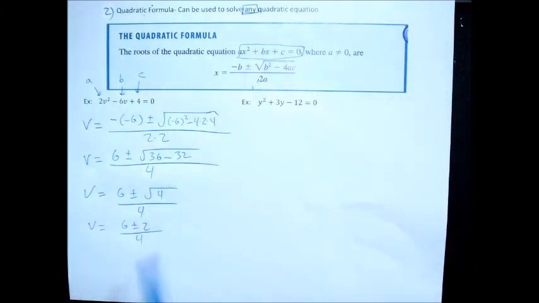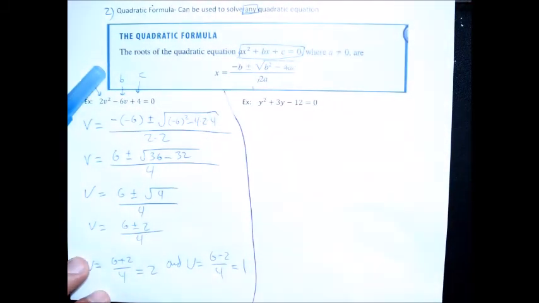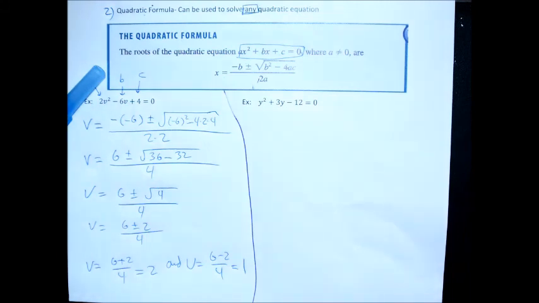Great. So we get two answers there, right? Because we got the plus or minus. So this means that V equals 6 plus 2 over 4. And so when we do 6 plus 2 over 4, we get 8 divided by 4, which is 2. And V equals 6 minus 2 over 4. And so that'll be 4 over 4, which will give us a 1. Questions about that one?